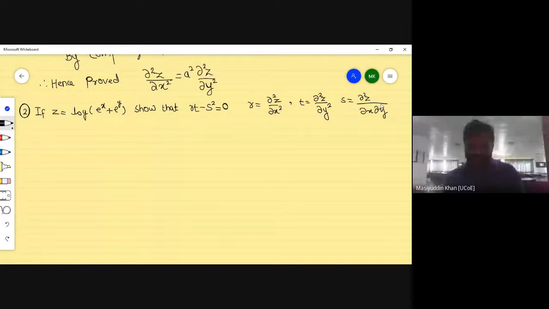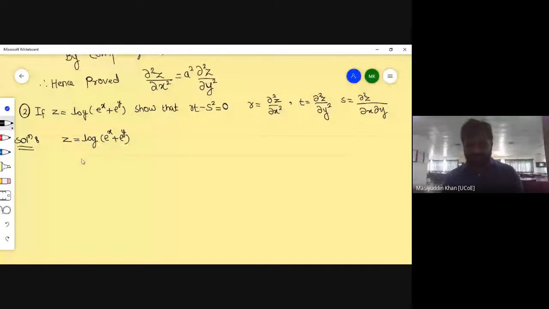Proceeding in a similar way. So first we have to find the derivative. So the solution will be, so what is given, that z is equal to log of e raised to x plus e raised to y.